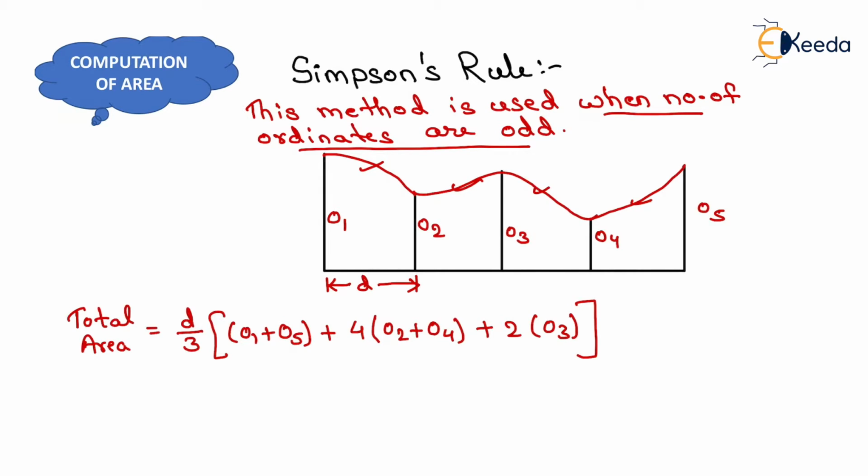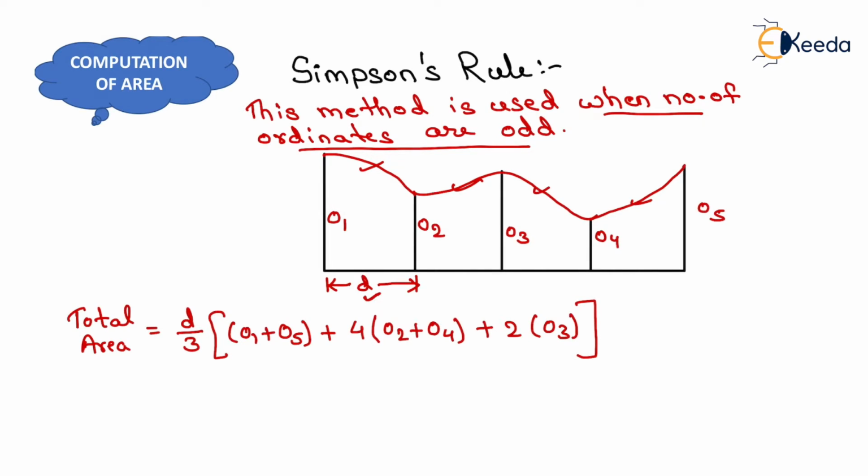The common distance between two ordinates or offsets is represented by small d. So the formula of total area will be equals to common distance divided by 3 into, in bracket, sum of first and last ordinate, that is O1 and O5, plus 4 into sum of all the even ordinates, that is O2, O4 in this figure, plus 2 into sum of all the odd ordinates, that is O3 in this figure.